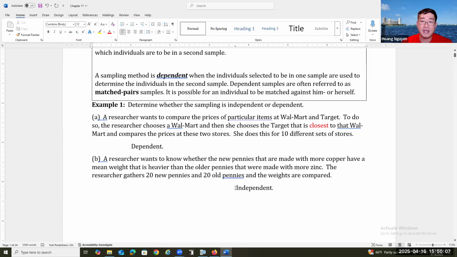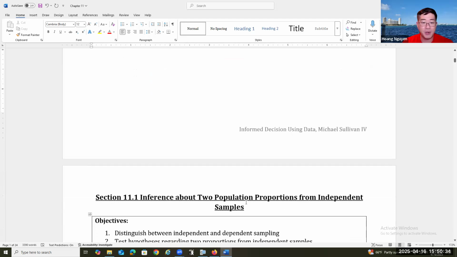So after we got the ideas of independent and dependent, now we are ready to talk about inferential statistics. When we use the term inferential statistics, it means you're going to do two things. You can do the confidence interval, based on the ideas of chapter 9, and then you can do the hypothesis test, based on chapter 10. So let's take a look at section 11.1.